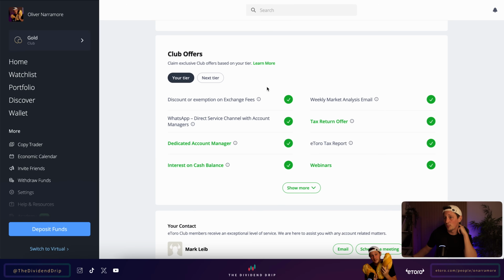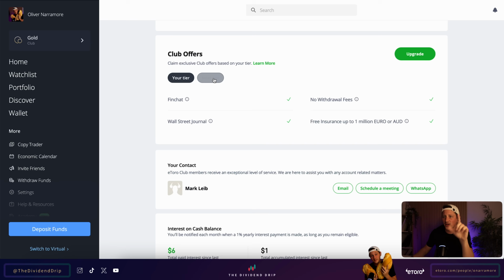So as an example, right now, I have a discount on the exchange fees. I can also WhatsApp my account manager if needed. I've got a dedicated account manager. I've got my interest and my cash, and plus other things. You can look at the next tier and see what you get. No withdrawal fees, FinChat, Wall Street Journal sign up, free insurance, lots and lots of different things. Okay, so really interesting to look into so you know what you can aim for.